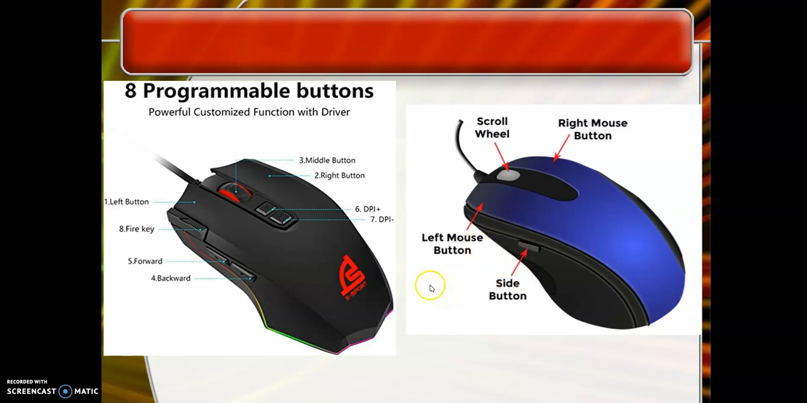On the left side we see a little more advanced mouse device, and in this device there are about 8 or 9 programmable buttons which can be modified. You can configure these buttons according to your requirement.